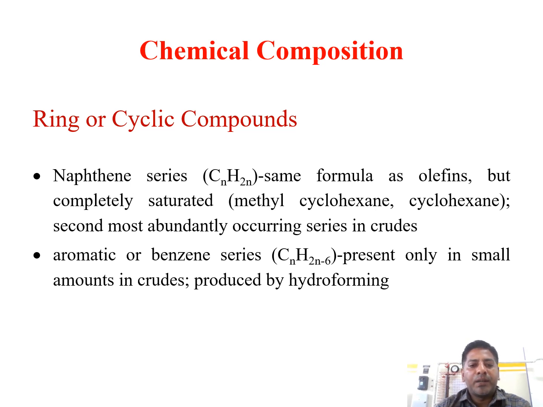Next, the aromatic or benzene series. In the aromatic or benzene series the formula is CnH2n minus 6. They are present only in small amounts in the crude, produced by hydroforming. Here also we have to change the n values.